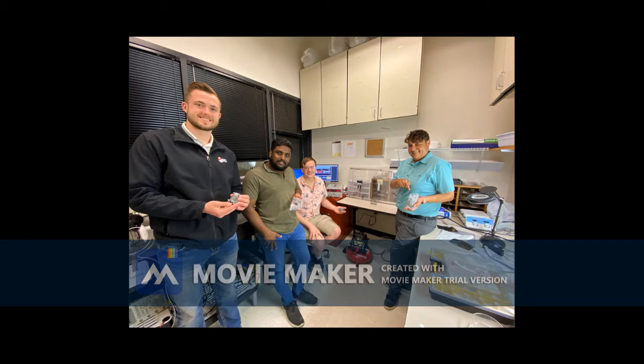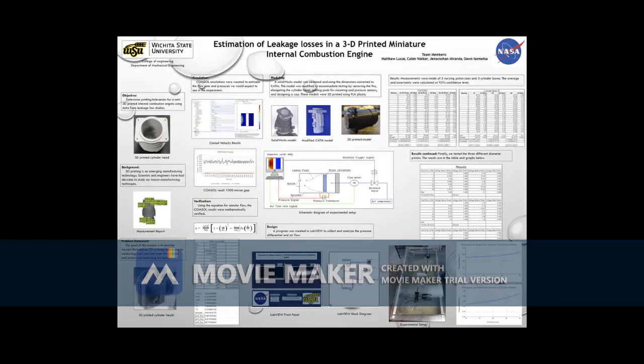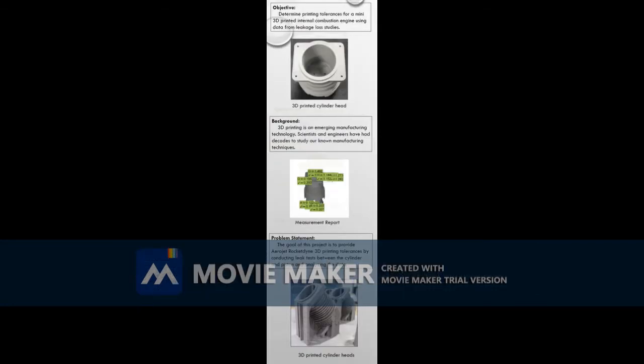It's for Senior Capstone Design, a leakage test for a mini 3D printed internal combustion engine. This project is designed to provide 3D printing tolerances for Aerojet Rocketdyne. To accomplish this, leak tests will be conducted analyzing the leakage through the piston cylinder gap of their miniature 3D printed internal combustion engine.